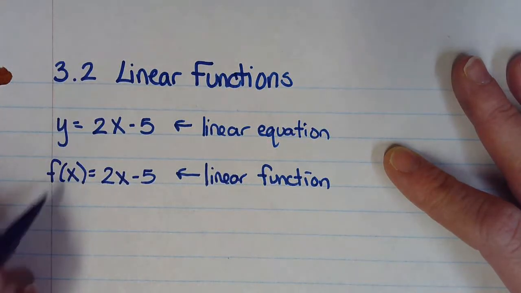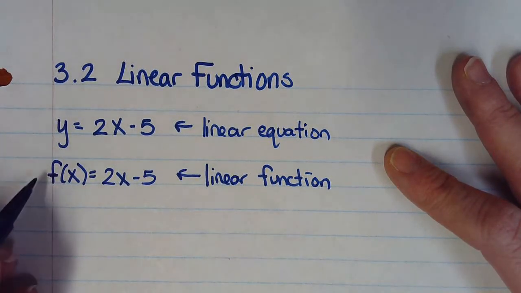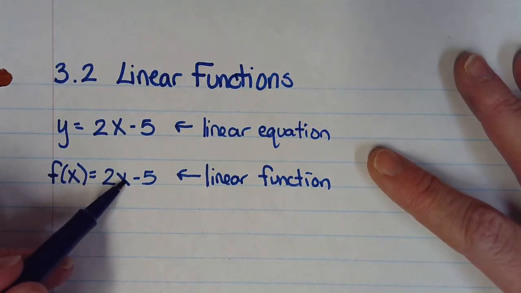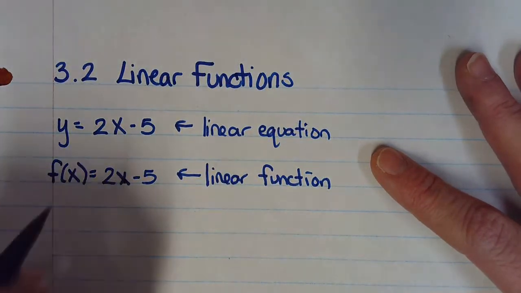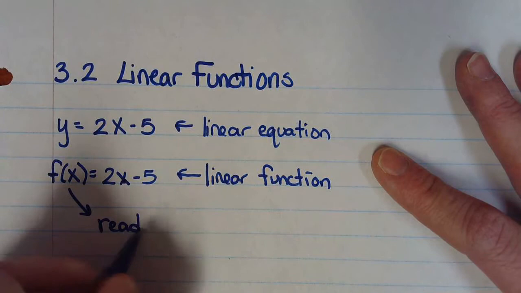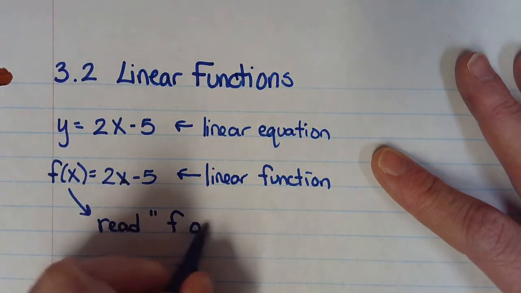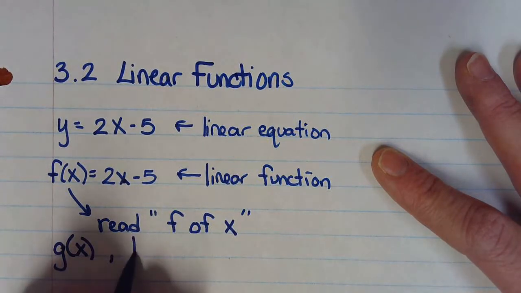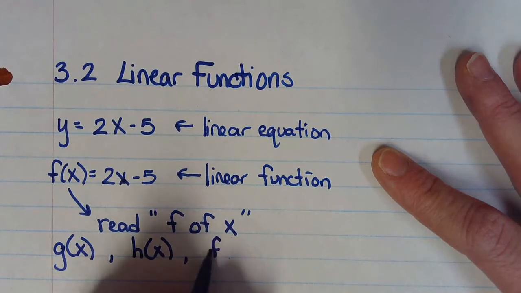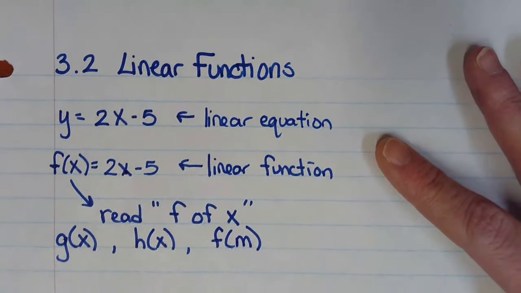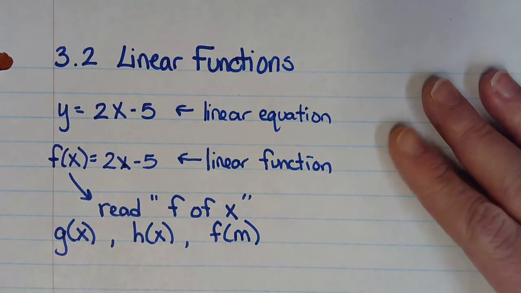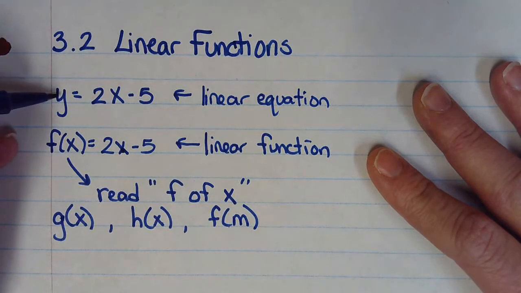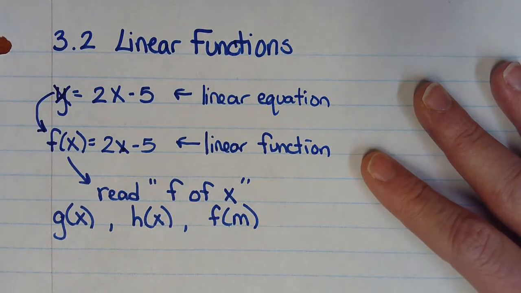It could be written as f of x, g of x, h of x, it could have any letter here, and then whatever variable they use in your actual equation will be inside the parentheses. You read this as f of x, but you could have it written as g of x, h of x, or f of m. It just depends on what variables you are using. The way to change things from an equation to a function is by taking the y and making it an f of x.